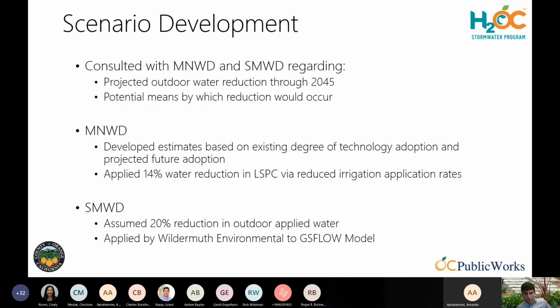Rich mentioned that we apply irrigation in the model, and that irrigation can lead to seepage. It can lead to runoff from the watershed. We tune that down, so less irrigation will result in less seepage and less runoff from the watershed. I believe Wildemuth applied a very similar approach of turning down the irrigation application rate in the GS flow model, and then ran those simulations and extracted them out.